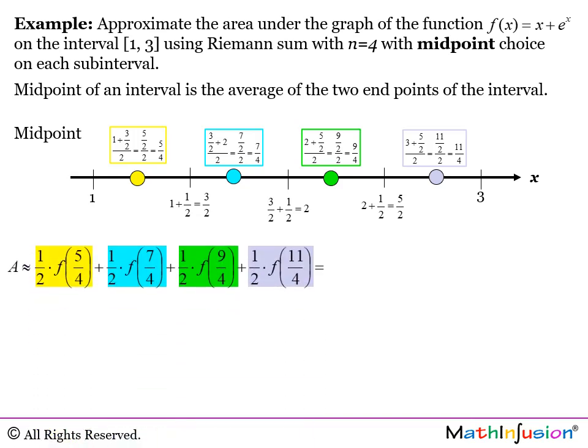And here is the sum. The width of each one of the rectangles is 1 over 2, and the height is the value of the function in this chosen midpoint. So it is 1/2 times f of 5 over 4 plus 1/2 times f of 7 over 4 plus 1 over 2 times f of 9 over 4 plus 1 over 2 times f of 11 over 4.